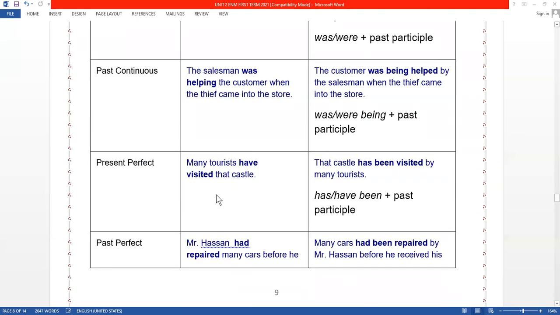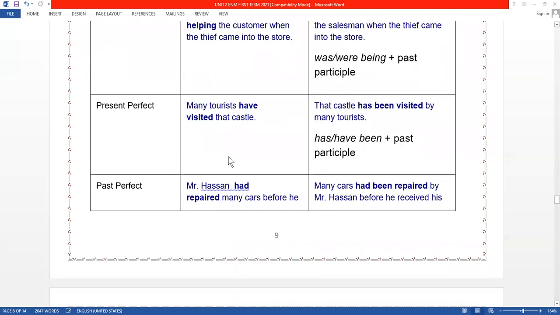Present perfect, for example, when I say in active, many tourists have visited that castle. Many tourists is the subject, have visited is the verb, and the castle is the object of the sentence. So if I want to make it passive, it will be the castle has been visited by many tourists. The rule is has or have been plus past participle.